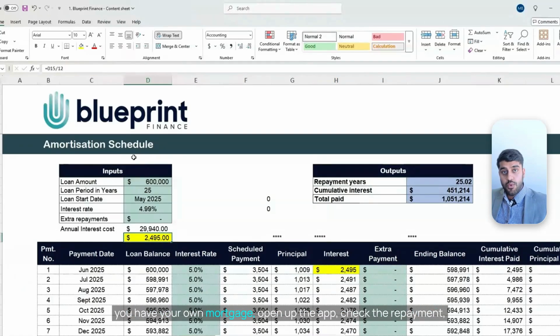And if you have your own mortgage, open up the app, check the repayment, get the loan amount multiplied by the rate, divided by 52, and you're going to have how much interest you're paying on that debt per week, or you can divide by 12 for monthly or 26 for fortnightly.